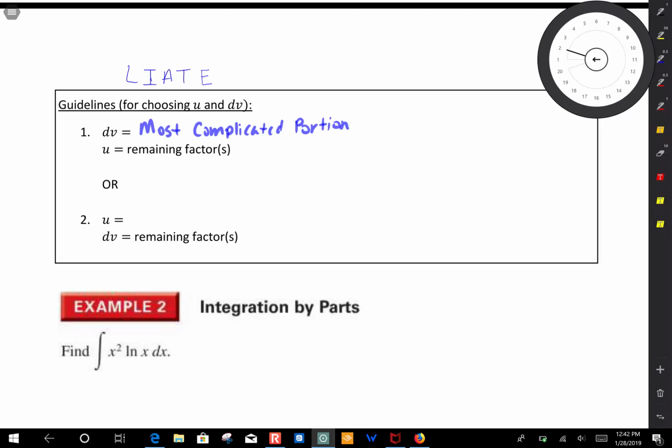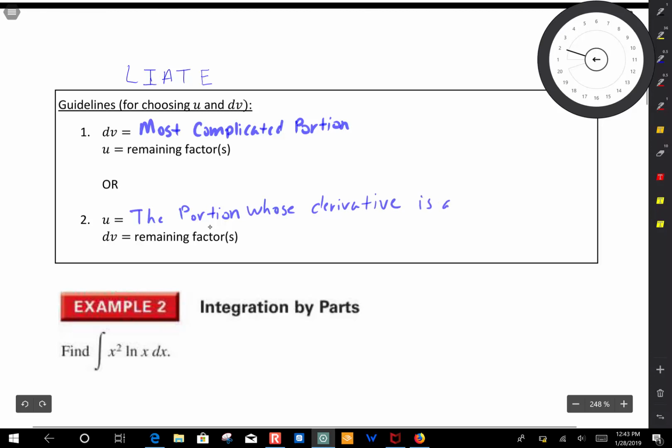Or another way of looking at it is that u is the portion whose derivative is a function simpler than u. Usually those are the guidelines when you're trying to determine u and dv.